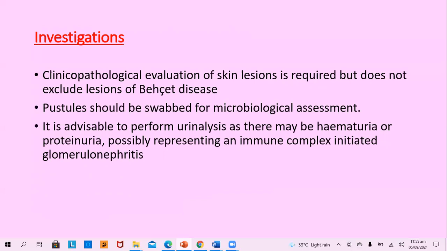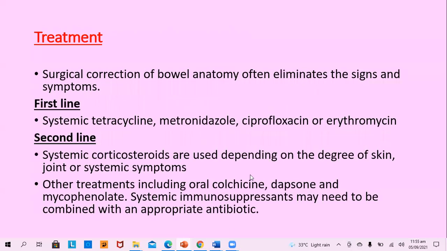It is advisable to perform urine analysis as there may be hematuria or proteinuria, which possibly represent immune complex initiated glomerulonephritis. Treatment. Surgical correction of bowel anatomy often eliminates the signs and symptoms of the disease. If bowel anatomy is not changed, then systemic tetracycline, metronidazole, ciprofloxacin, or erythromycin. So the systemic antibiotics are the first line treatment.